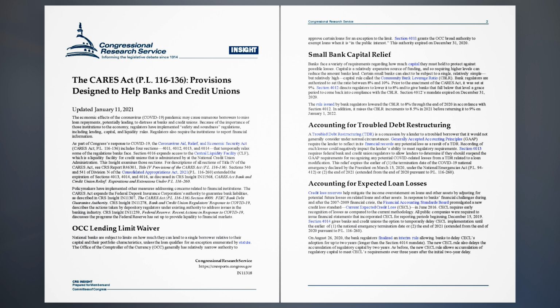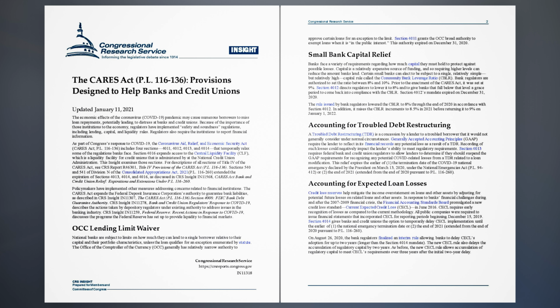This relief expires the earlier of 1. The termination date of the COVID-19 national emergency declared by the President on March 13, 2020, under the National Emergencies Act, PL 94-412, or 2. The end of 2021, extended from the end of 2020 pursuant to PL 116-260.